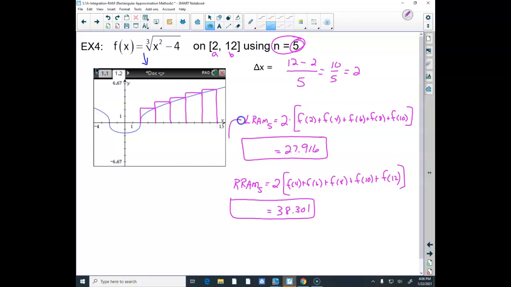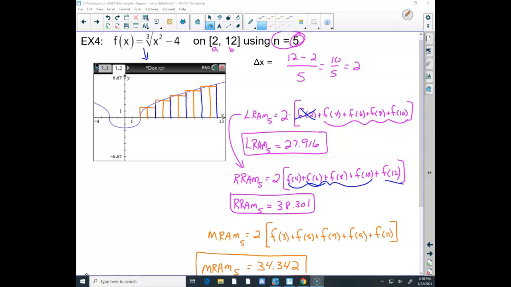When I'm going from left RAM to right RAM, all of these stay. See how all of those stayed in there. I get rid of the first one, and I add the last endpoint, and I type it into my calculator. Hopefully you have the mid-RAM. I'll be right back.